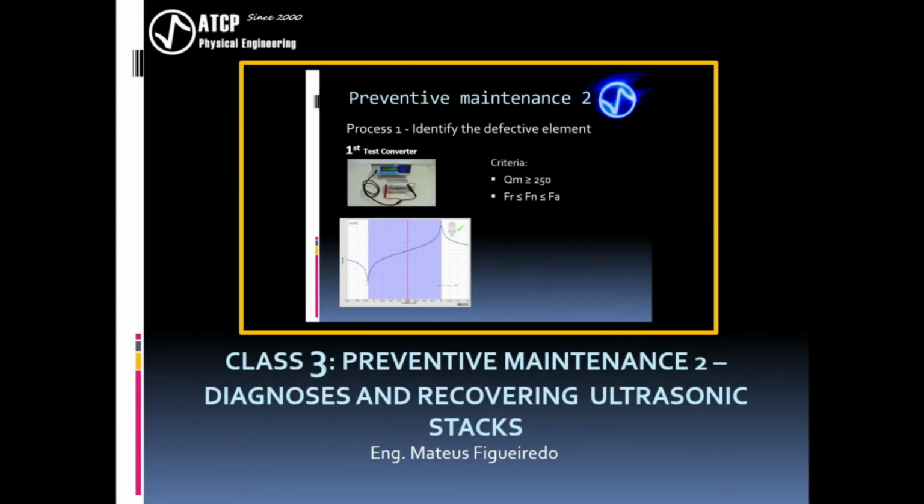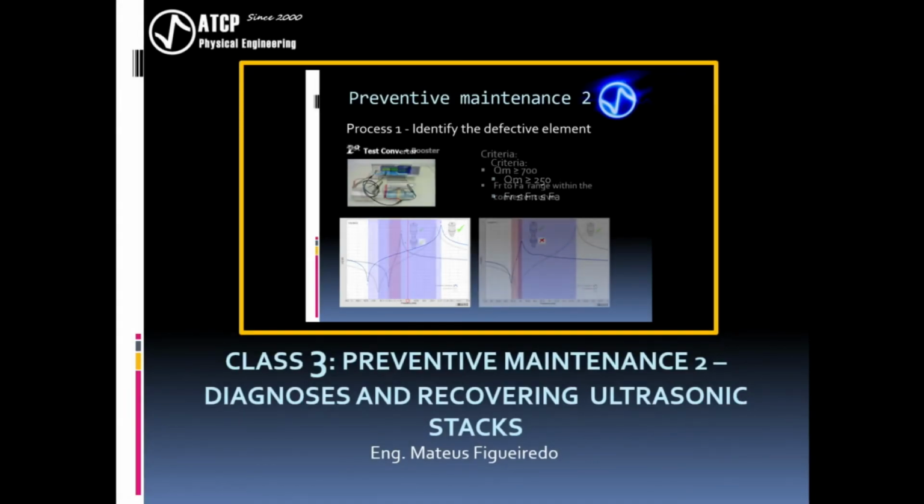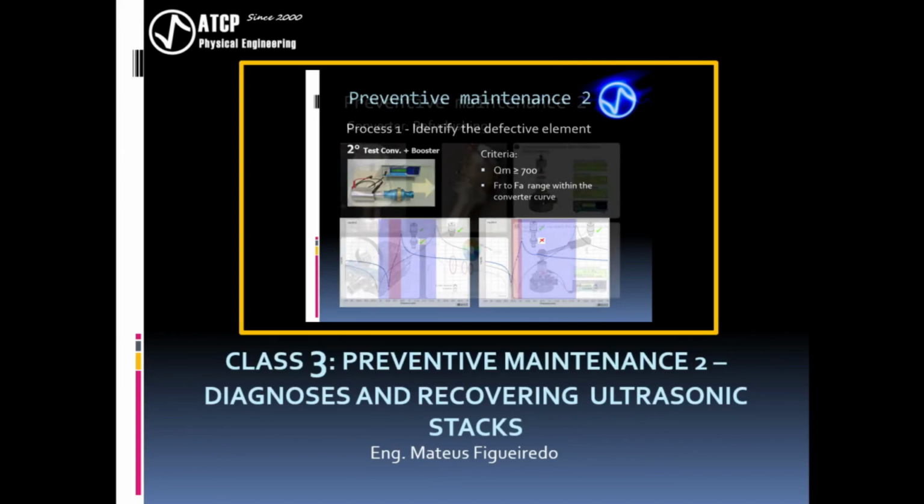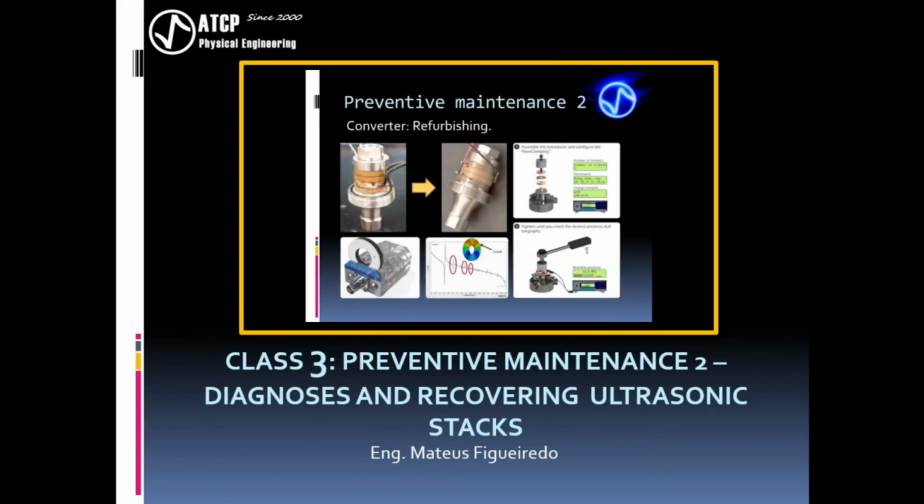In the next class, we will learn about preventive maintenance 2, which allows for identification and treatment of the device element when all the actions of this class were not enough.